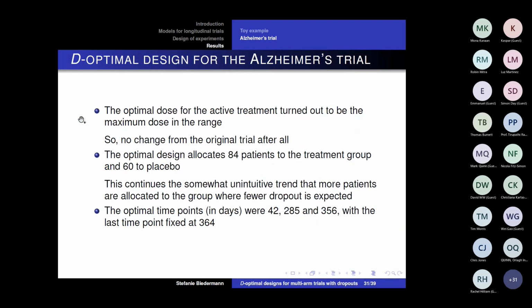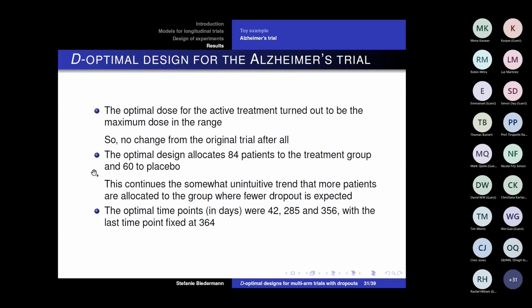Okay, let's start with the dose. The optimal dose for the active treatment turned out to be the maximum dose in the range, so that was the dose that had been used in the trial. And when I say optimal dose here, I obviously mean optimal from a statistical point of view, not from a medical point of view. Okay, anyway, so this is essentially what we expected to see. But then the other results were a bit unintuitive.